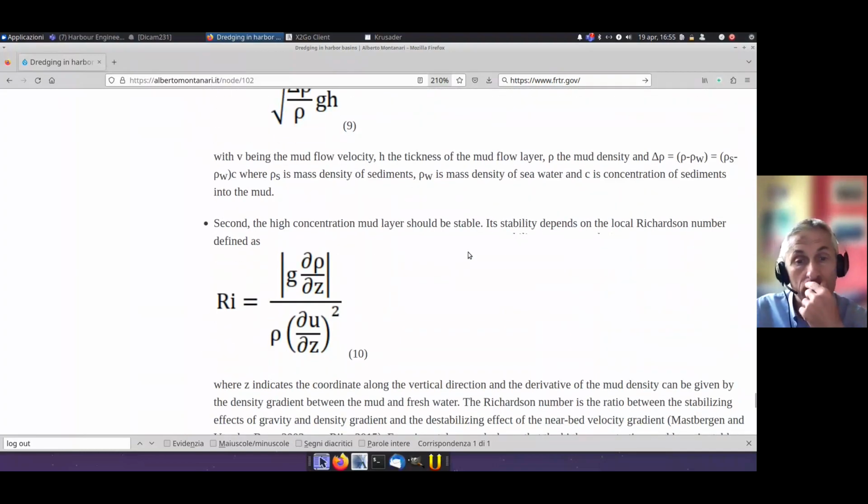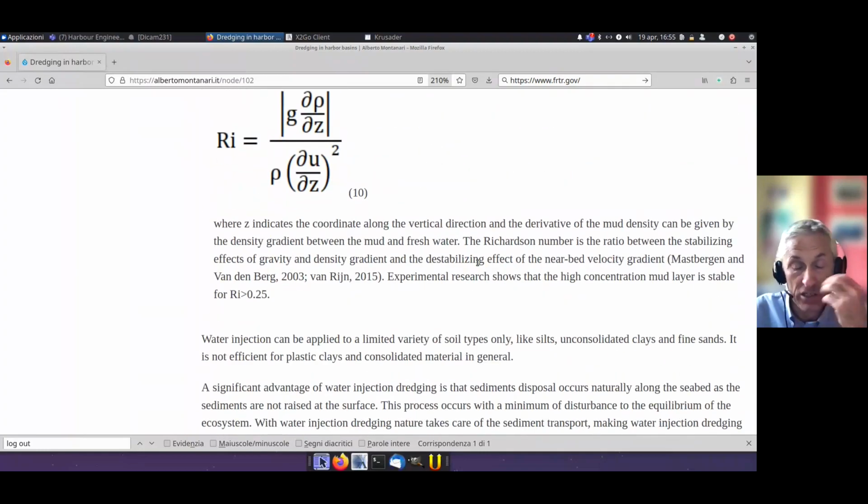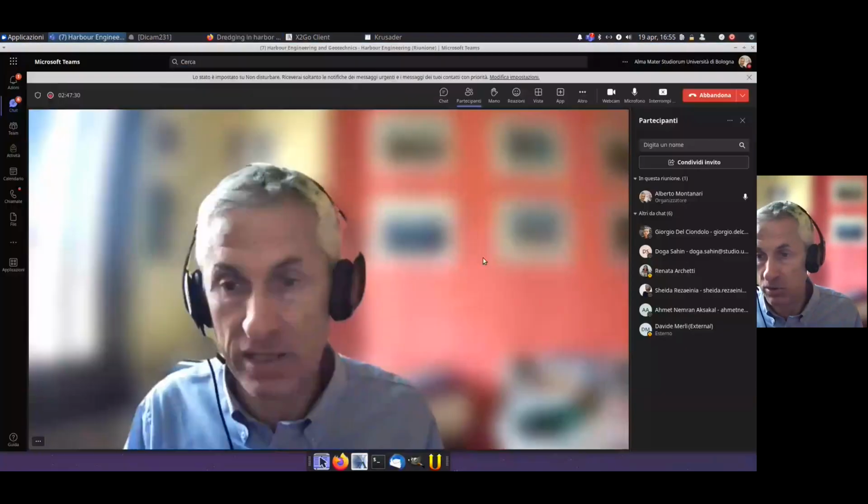Okay, second, the high concentration mud layer should be stable and its stability depends on the local Richardson number. We don't go into details. I just wanted to emphasize that we have guidelines in some places suggesting conditions to be met to make sure that the dredging activities are fully sustainable.